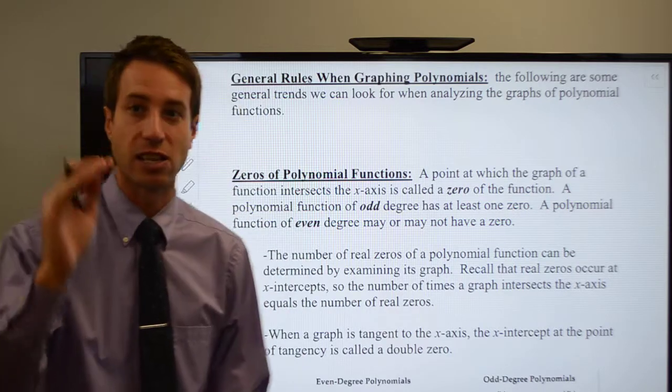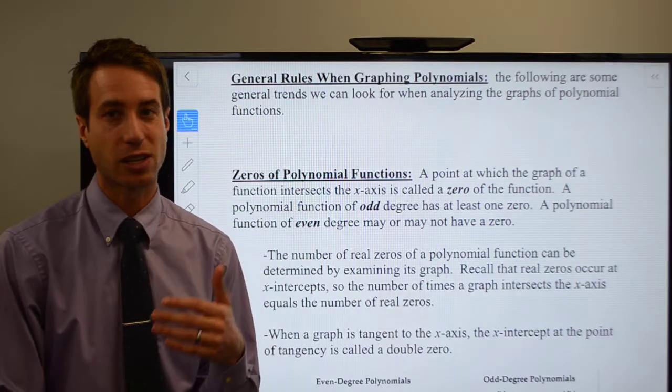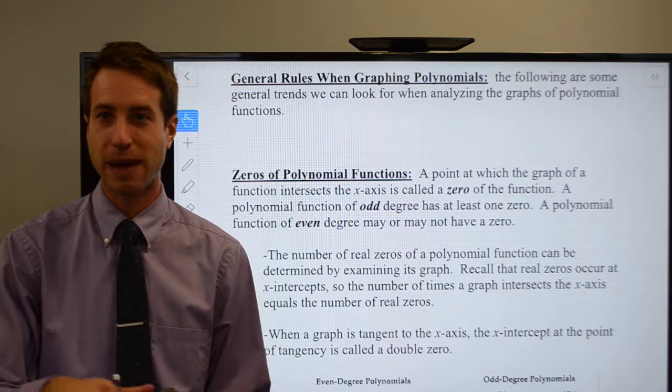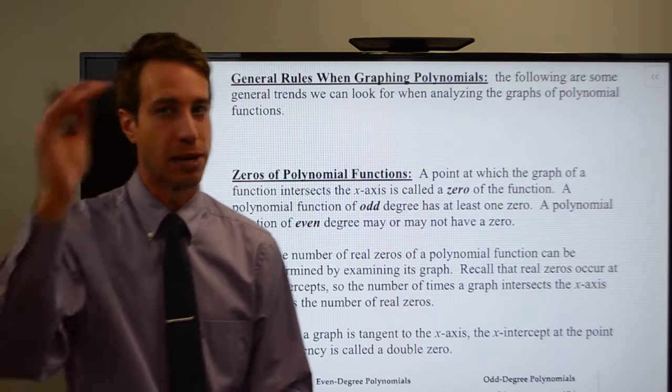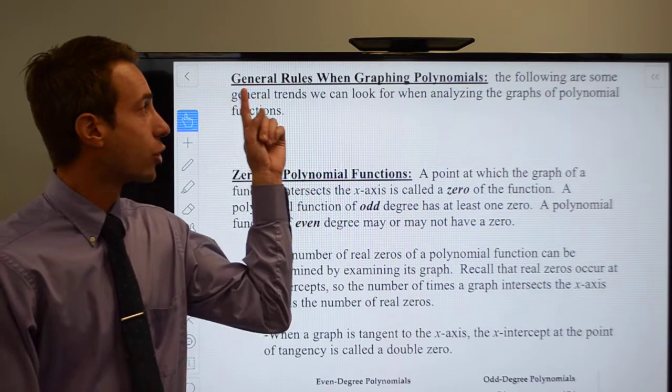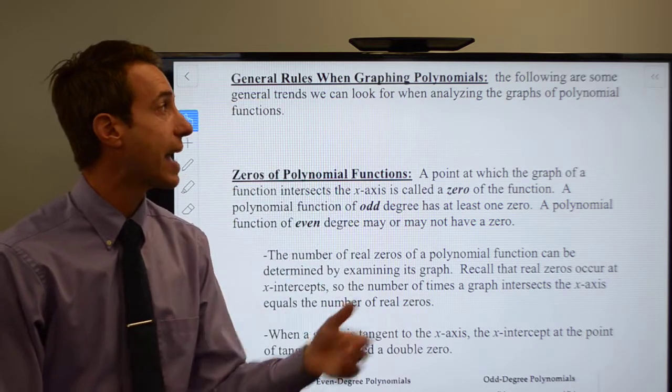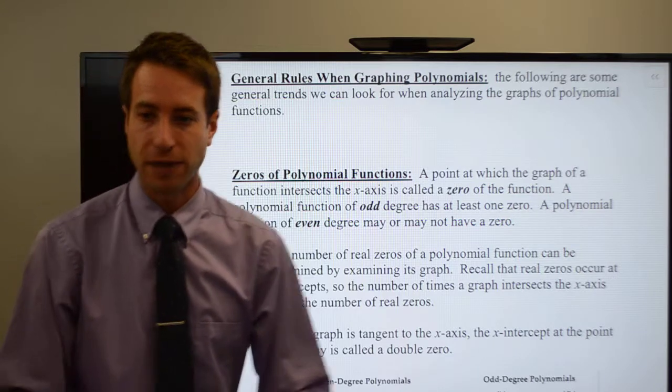For some of you, this is going to be fantastic. For some of you, it's going to require a little bit more work because it's math that you're not really used to, that conceptual math where you don't have to do any algebra. But here we go, let's jump right into it. Again, these are going to be general rules or trends when it comes to graphing polynomials.